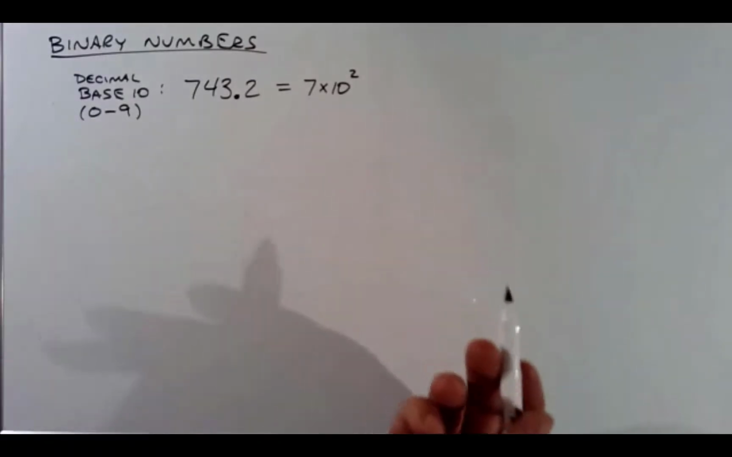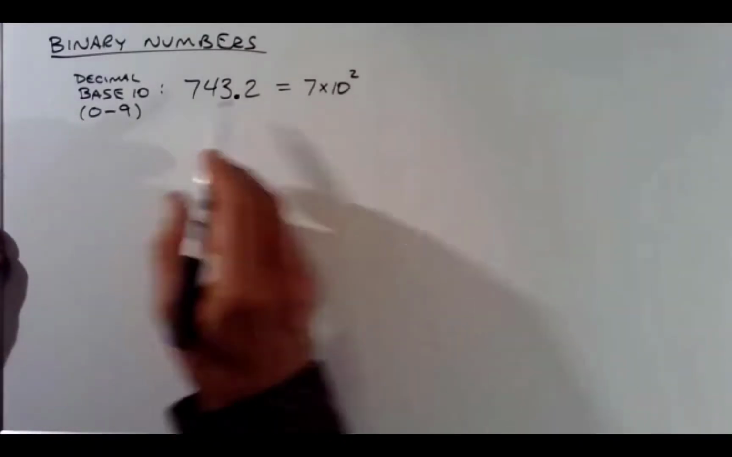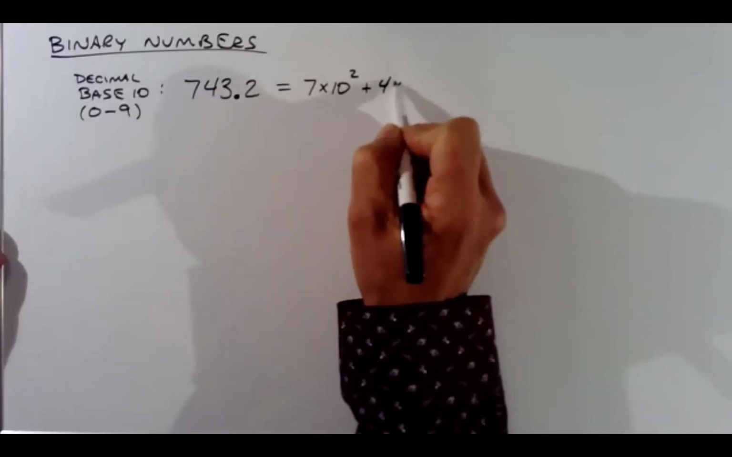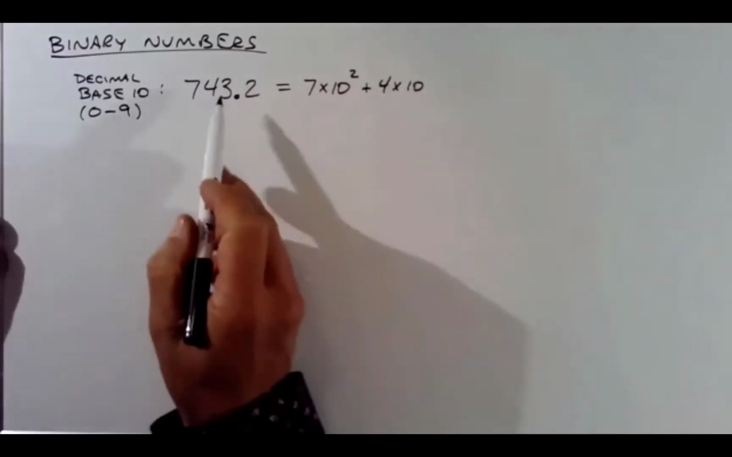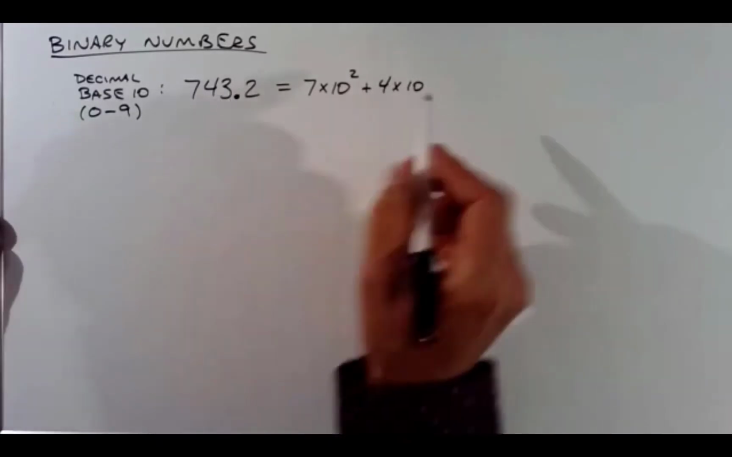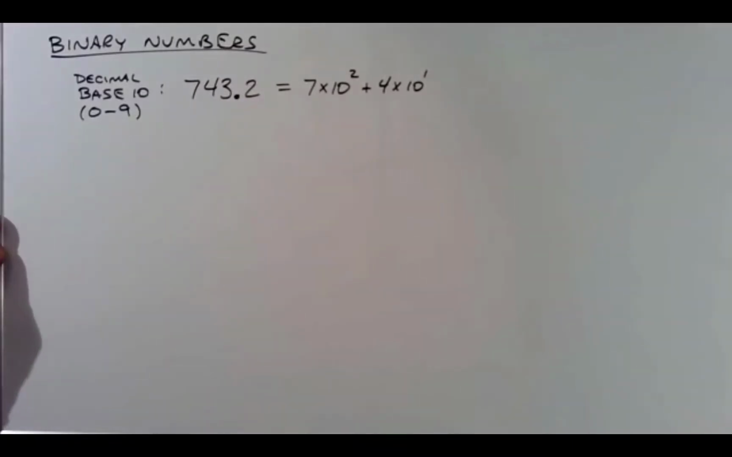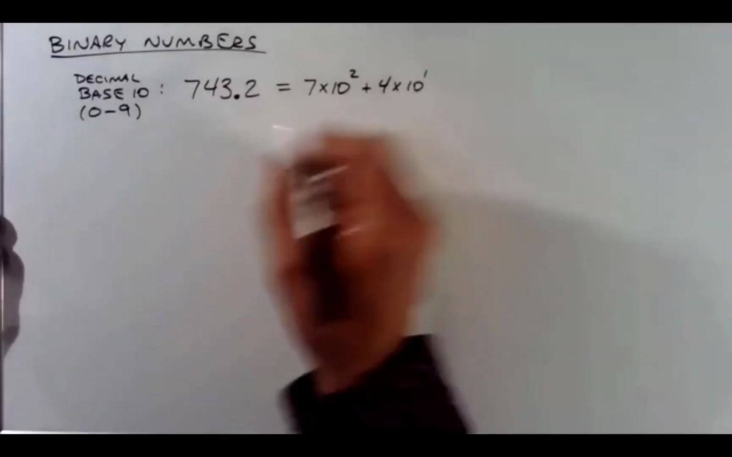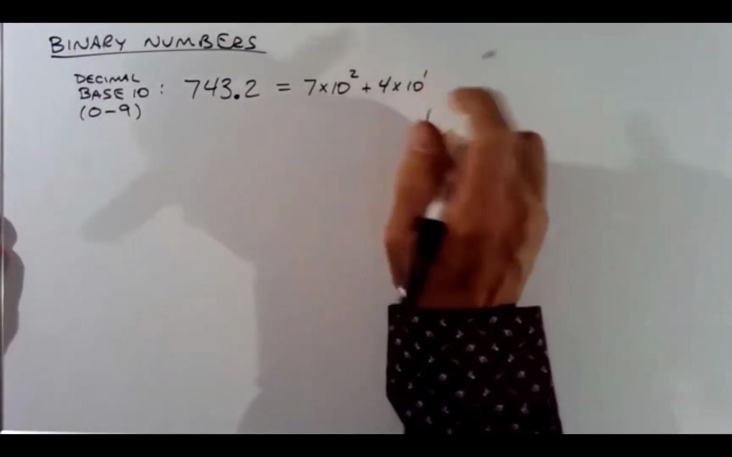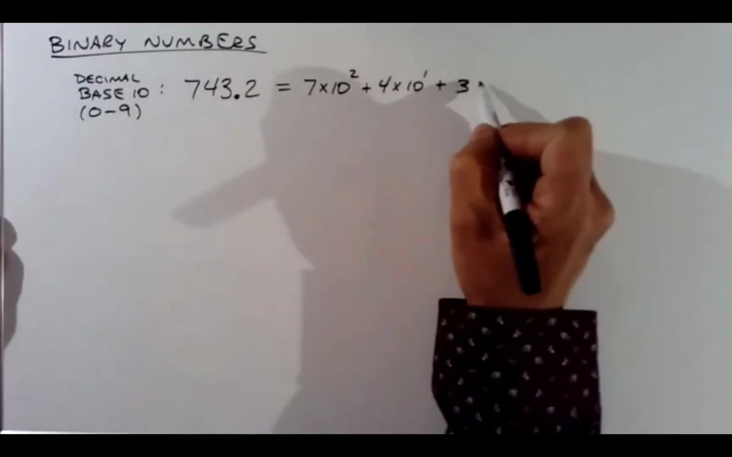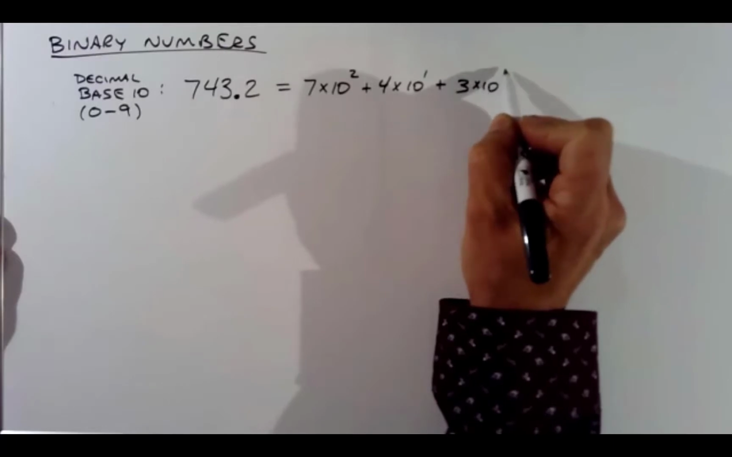That's how we interpret 700, right? The next digit is a 4. And again, we interpret that digit as a 4, and its position relative to the radix, again, position 0, position 1. This is 4 times 10 to the power of 1. And likewise, plus 3, the next digit, times 10 to the power of 0.